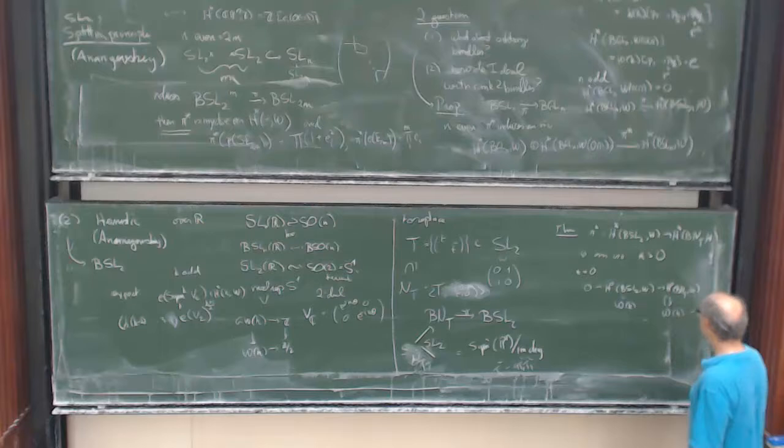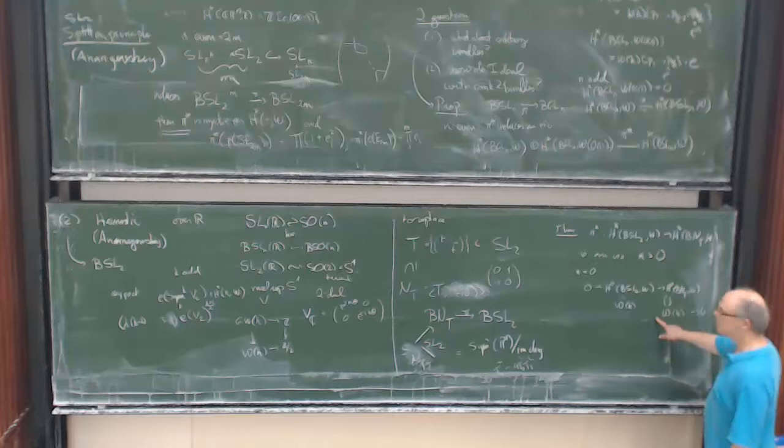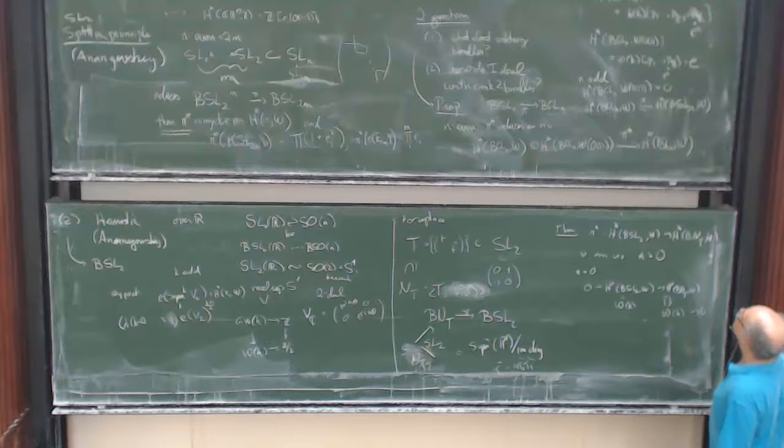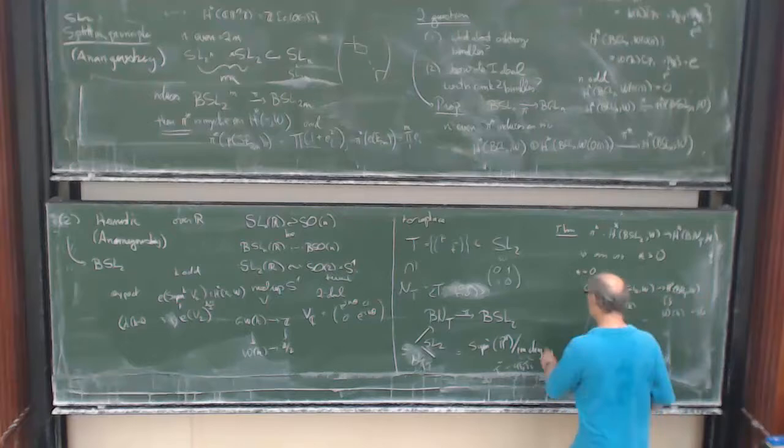Were you basically saying that the H0 of BSL2 is the invariance of the automorphism? Right in front of you here? Right there. Which automorphism? Well, this 0, 1, minus 1, 0 gives you an involution on H0 of BTN. No, but when you pass to BT, everything vanishes. That's the other thing to remark.